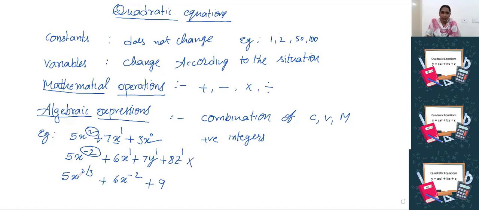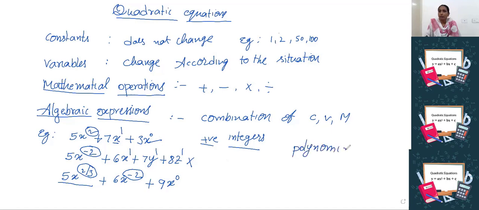And see the third expression. What is the power of this term's variables? Power 2 by 3. And in the next term, it is minus 2. Here, this can be written as x power 0. Again, the powers of the variables are not positive integers. If an expression has positive integers as its powers, those are called polynomials.